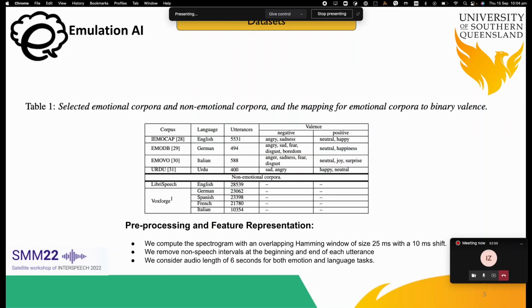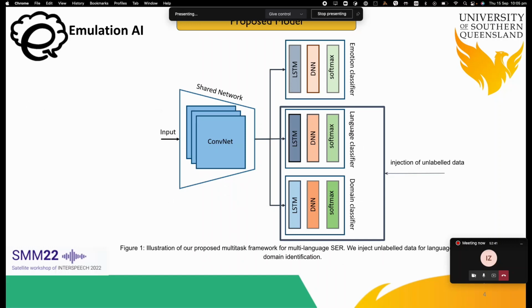So if we see here, we have some emotional data like the IEMOCAP, EmoDB, EMOVO, and Urdu. These are the datasets that are emotionally labeled. Here we try to classify the valence, negative and positive, because all these datasets are labeled differently. So we try to map them onto valence. And then we also got some data like LibriSpeech and VoxForge that have just the language label. So they are really big data, and we can use language identification here. If we see the previous figure, we can inject the data for the domain and language classifier. When we are adding more data into the system, the generalization of the system is increasing.